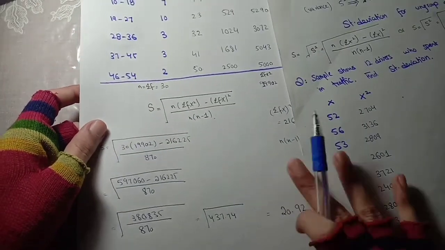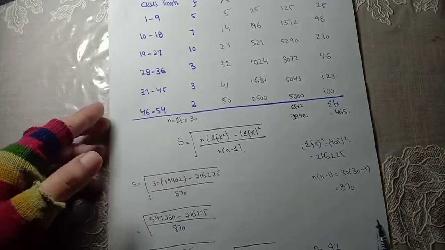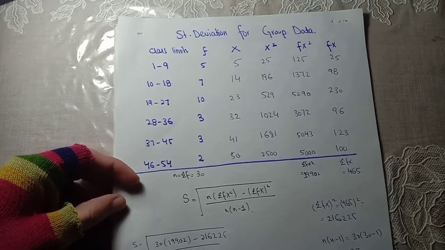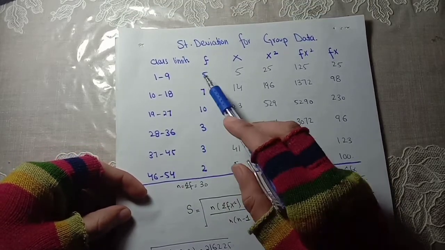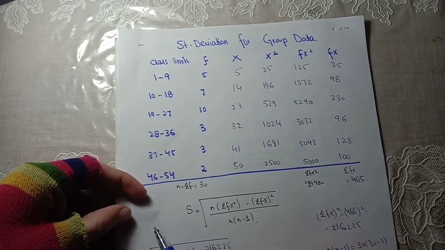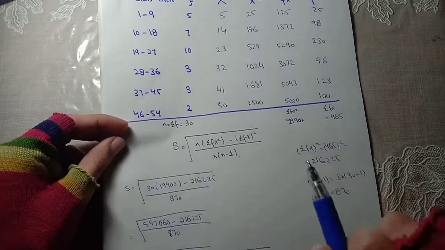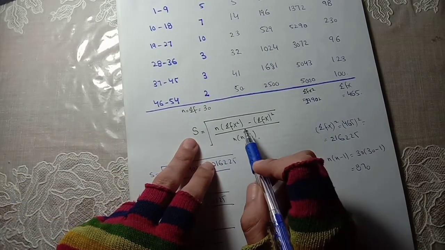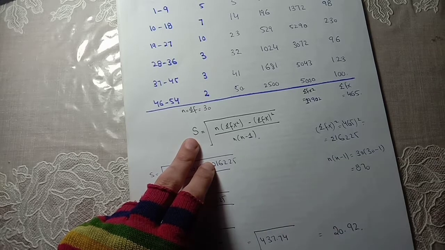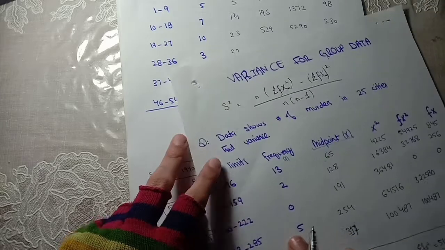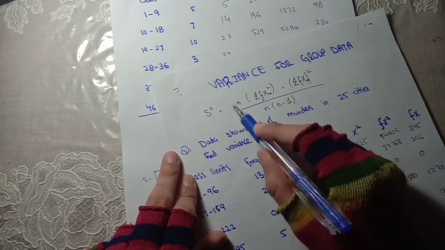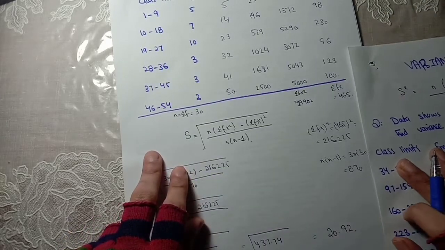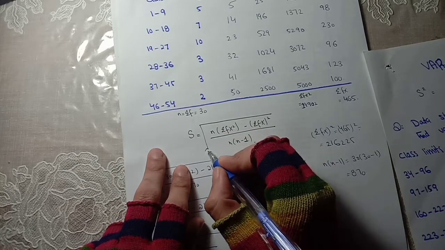Now we will discuss the standard deviation for the grouped data. We will be given some class limits or class boundaries with a column of frequency. The formula is again the same for standard deviation as that of the variance. This was the variance for grouped data, this was the formula. So what we have done is simply take the square root of that.